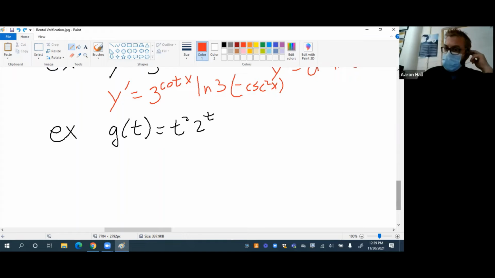What rules do we have to use? Do we have to use the chain rule? No. Do we have to use the quotient rule? No. Do we have to use the power rule? Yes. Okay, we have to use the power rule. What else do we have to use? Exponential. The product rule. And one of our new flashcards, the exponential rule.